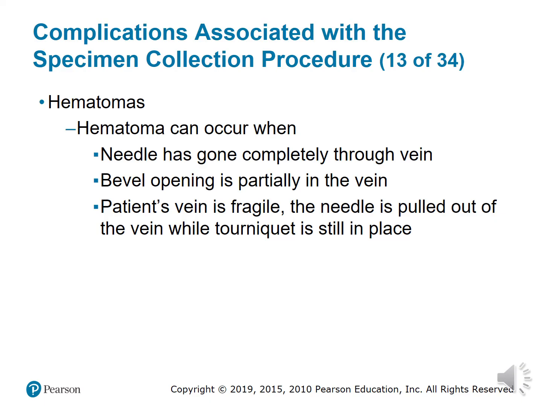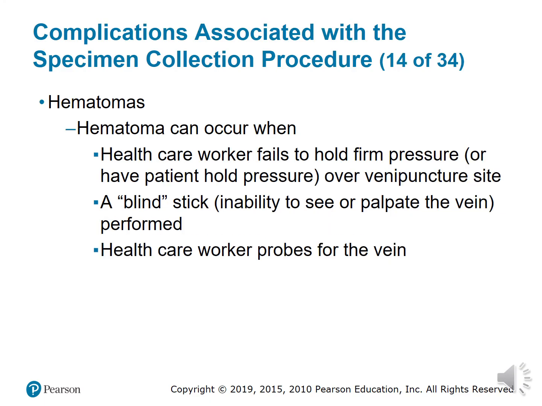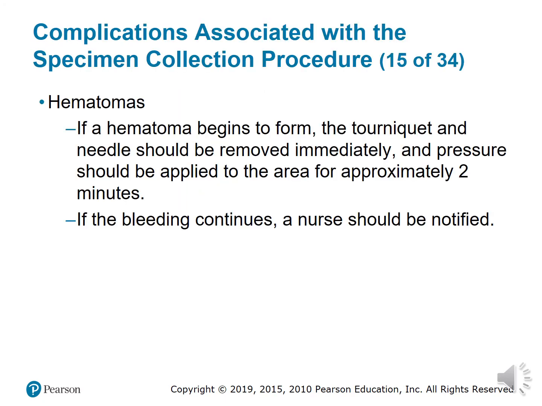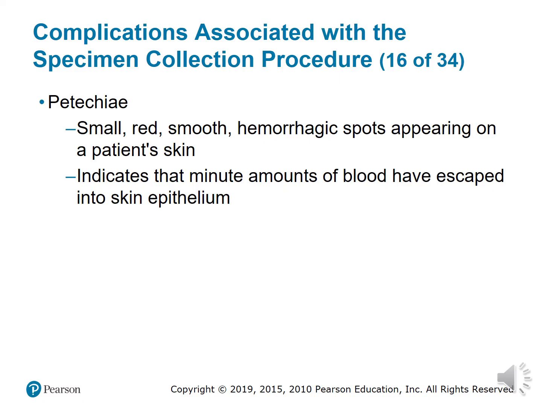Another thing we have to worry about is petechiae. Petechiae are small, red, smooth, hemophilic spots appearing on a patient's skin, which can indicate that minute amounts of blood has escaped into the skin. This can be caused by a coagulation abnormality such as thrombocytopenia or a low platelet count.